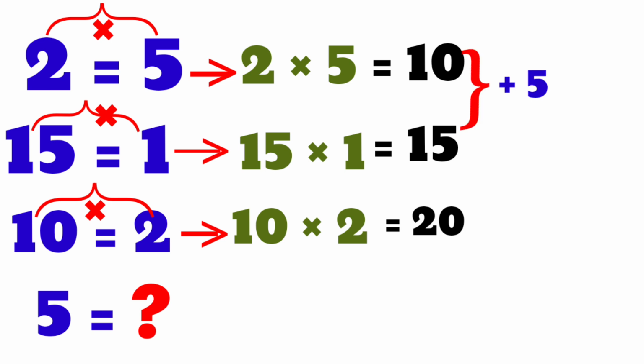Difference between the answer of the first sequence and the second sequence is 5. 10 plus 5 is equal to 15. Difference between the answer of the second sequence and the third sequence is 5. 15 plus 5 is equal to 20. Difference between the answers of the sequence is 5. So 20 plus 5 is equal to 25.